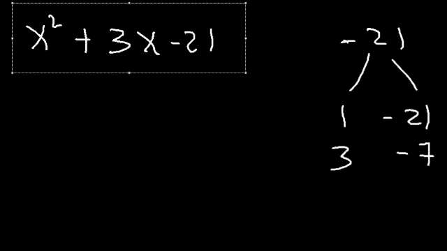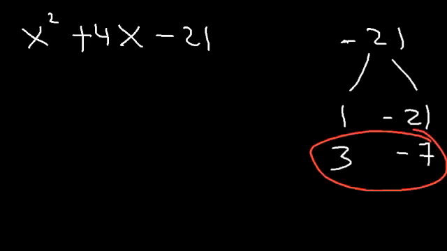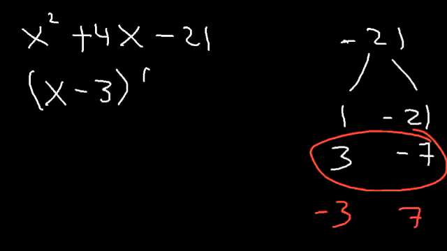So let's change it. Let's make it x squared minus 4x minus 21. Actually, plus 4x minus 21. So notice that 3 plus negative 7 is negative 4. But if we change it to negative 3 and positive 7, it now adds to positive 4. So this will be x minus 3 times x plus 7. And that's how you would factor it.